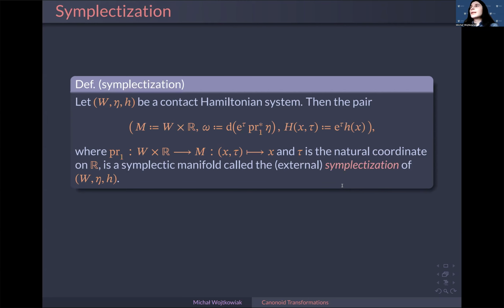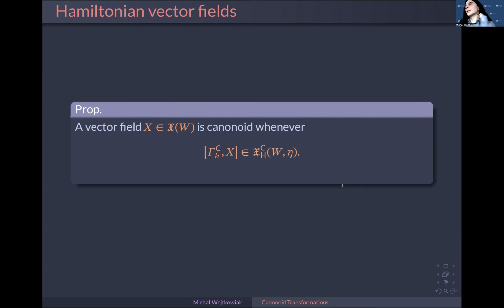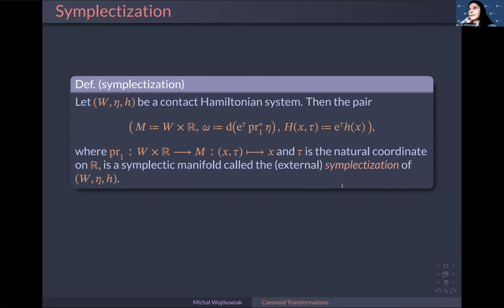Now, the question is how to import all the interesting results from the symplectic geometry case into the contact case. And one such way is by symplectizing the contact manifold. So we'll have internal and external symplectization, but since we talk about coordinated manifolds either way, the external symplectization is sufficient.